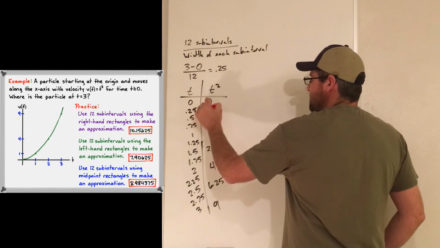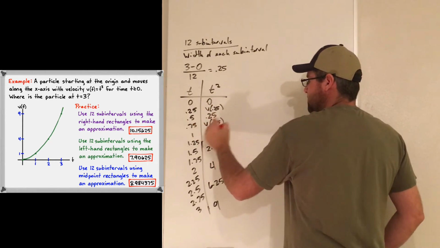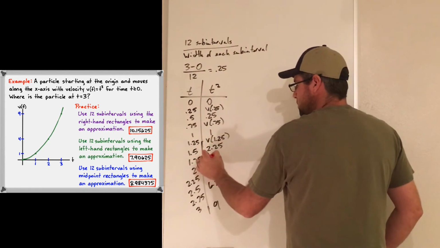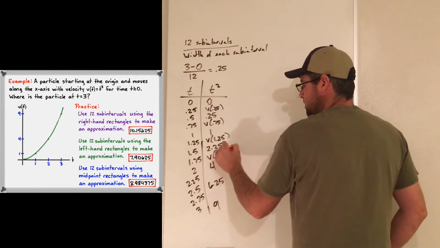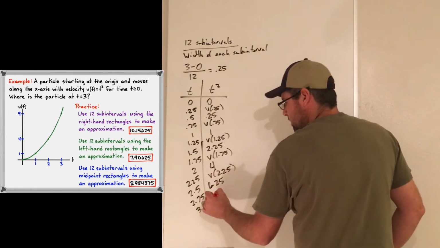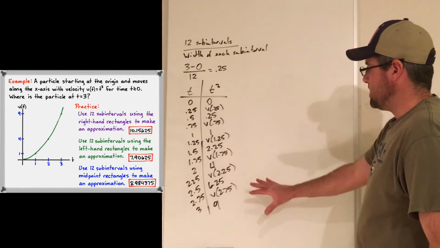I'm just going to call this V of 0.25, V of 0.75. And the reason I'm doing this is because I don't have my calculator with me. So, like I said, I left everything at school over Christmas break thinking I could get a break. And then I realized I had work to do. So anyways, so those are the values now.